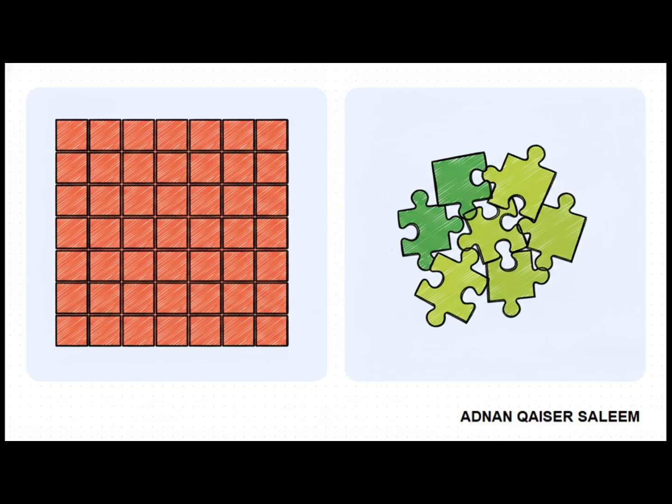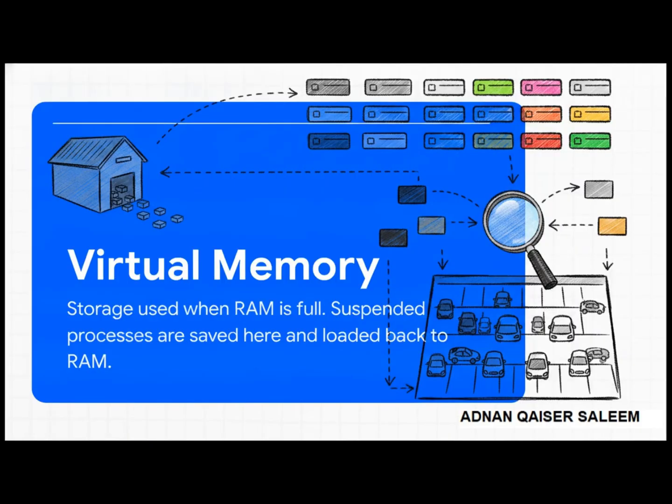Then on the right, we have segmentation. Now, segmentation divides memory logically into varying sizes based on exactly what the program needs. The big takeaway? Both of these methods exist to prevent programs from accidentally crashing into each other's memory space. But hey, what happens when our warehouse gets completely full? Because trust me, it happens. Well, that's exactly where virtual memory comes into play.